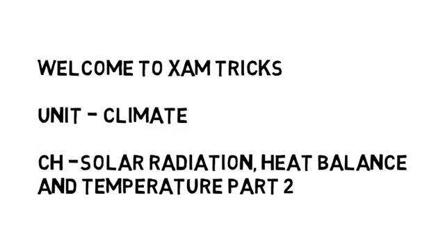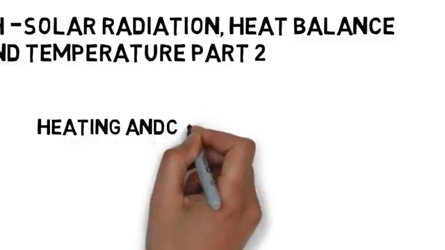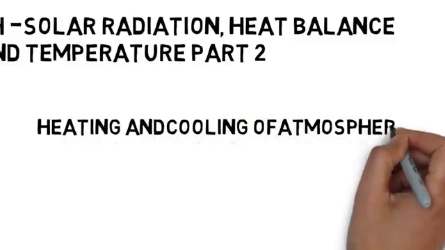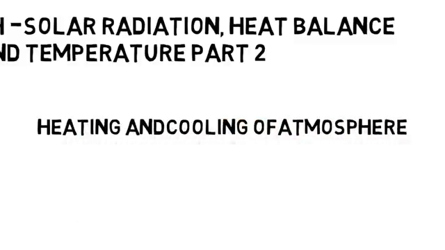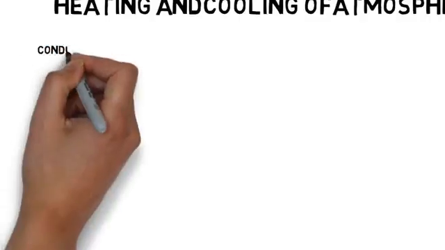In the last video, we learned that Earth receives all of its energy from the Sun. However, there is a wide variation in the insolation received. But even then, the Earth neither becomes too cold nor too warm. It maintains a balance. And for this, certain processes are involved in the heating and cooling of the atmosphere.